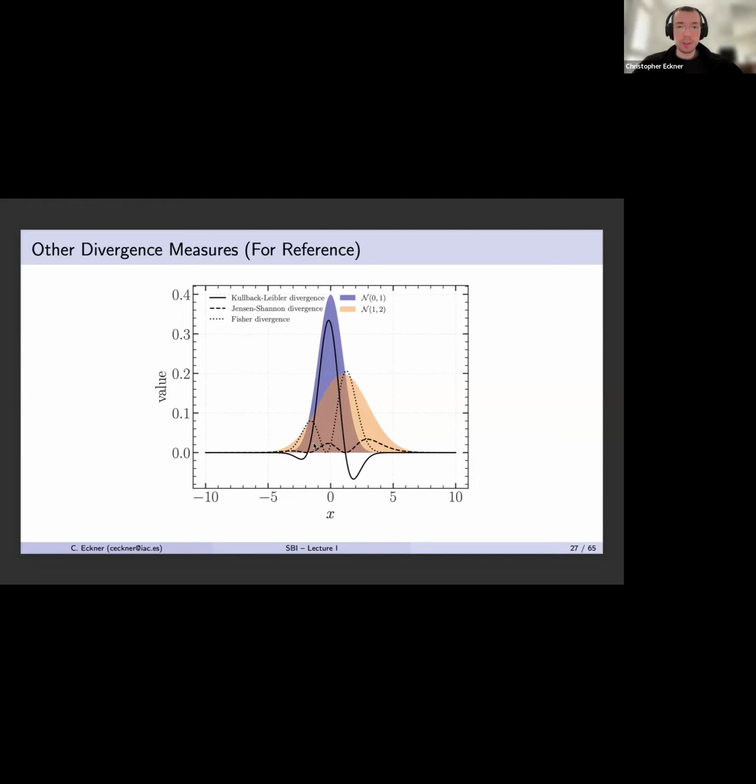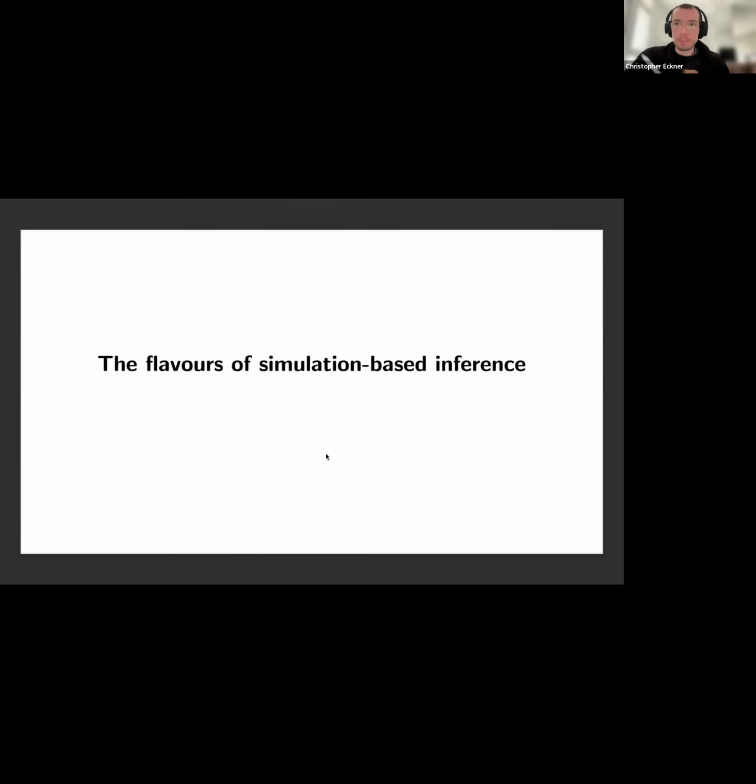Okay, so just to visualize what it does. If you want Q to approximate the probability density P, the Kullback-Leibler divergence should shrink. So you want these peaks here to shrink and all tend towards zero. All right. Now, with that said, let's look into the different flavors of simulation-based inference and what we have.